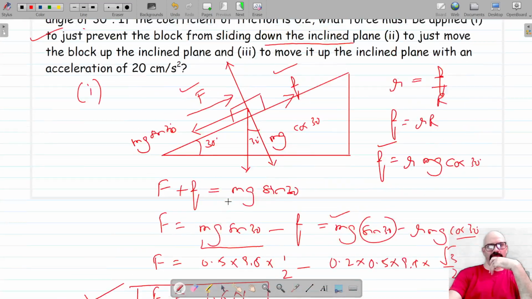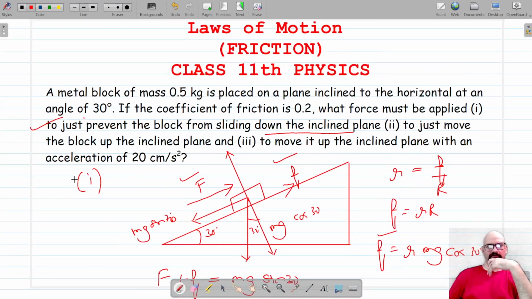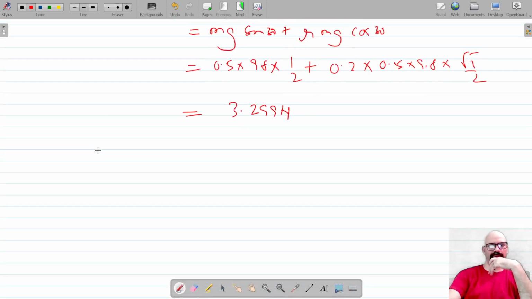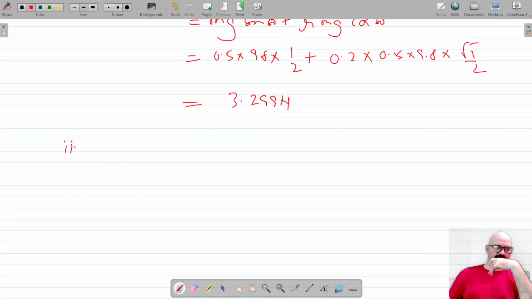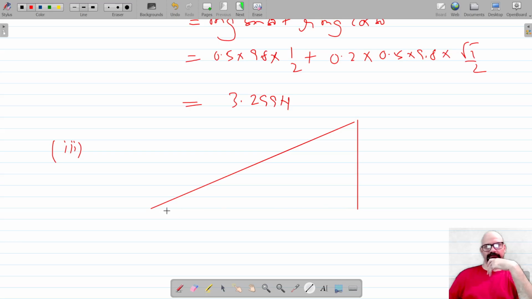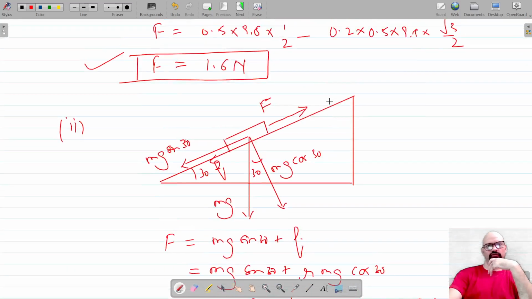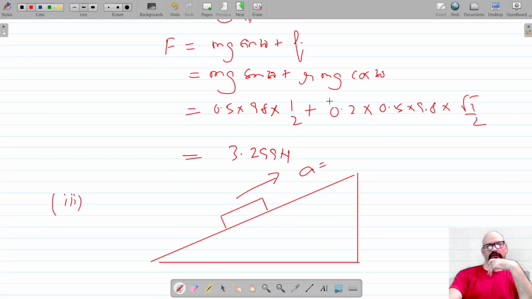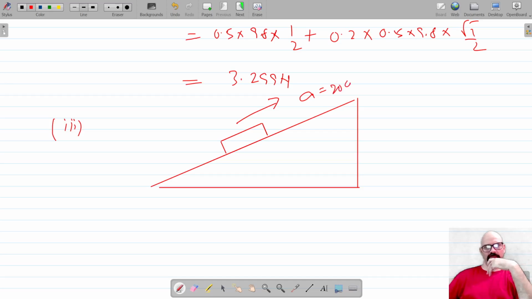Now let's move on to the third one, where we have to move it up the inclined plane with an acceleration of 20 centimeter per second square. The only difference here is that there is an acceleration as well. Let's draw the rough sketch once again. Now the block is moving up with an acceleration, which is 20 centimeter per second square. Let's convert this to meter per second square. So 20 centimeter per second square is equal to 0.2 meter per second square.